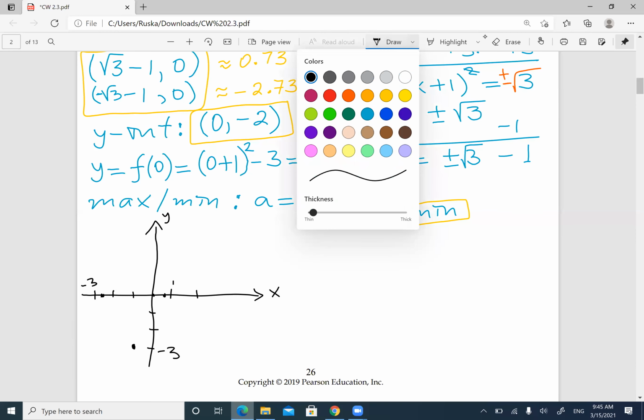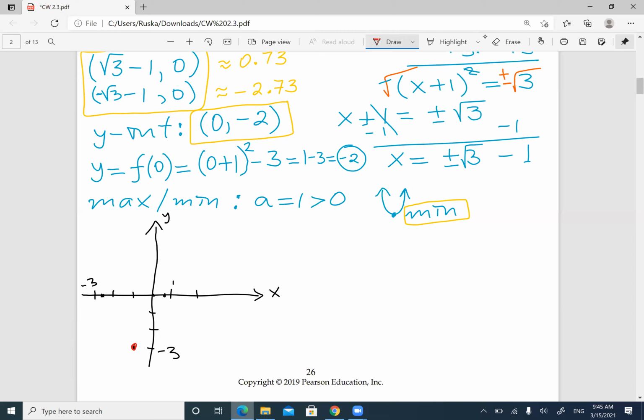Let me actually use a different color so I can see. So this is my vertex. This is my x-intercepts. And also I have a y-intercept at -2, right? This is my y-intercept. So what you're doing here, we're going to connect those 3 or 4 points, and you're going to make a smooth graph going up like this.